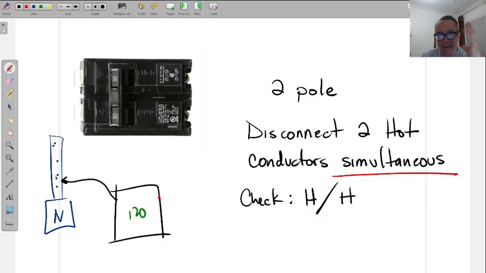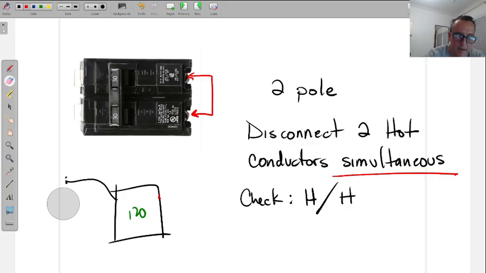But that doesn't mean I have 240. It just means I have 120 twice. Now, it's unlikely that at the breaker you're going to have some kind of weird stuff where, if you measure 120 here to neutral and 120 here to neutral, and then measure between them both, you're not going to read 240. It's very likely that you will, 100% of the time.